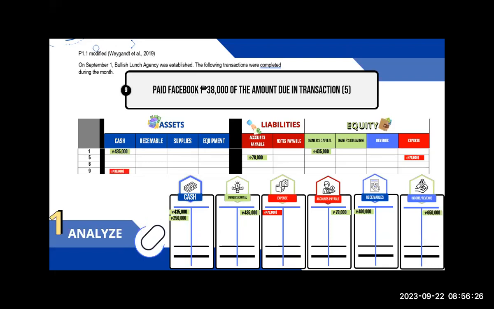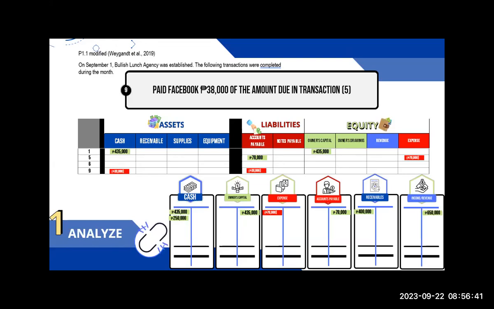And then finally, you paid Facebook 38,000 for the amount due in the transaction. So yung accounts payable mo nabawasan. And then si cash, nabawasan rin. So both decrease. So ang magandang thing here is wala na tayong bagong T account.